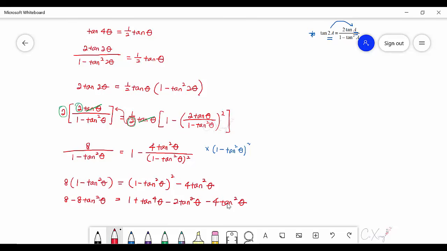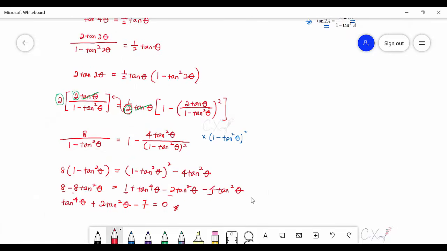So I try to rephrase everything. Maybe I can say that I move everything to the right hand side. I'm having tangent power 4 theta, okay, minus 2 minus 4 and plus 8. So minus 2 minus 4 plus 8, I'm having plus 2, right? So plus 2 tangent square theta, then 1 minus 8, you get negative 7. So it equals 0. And from here, you can see that this is actually the equation that they want us to show.